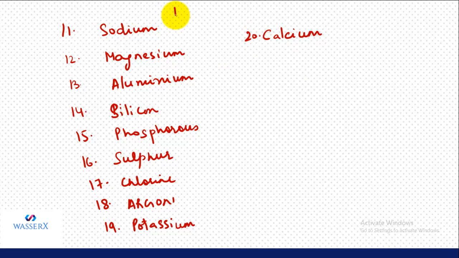Likewise, we can write the protons. We know that protons are equal to atomic number, and electrons for an atom is also equal to number of protons. So both are 11. Similarly, for magnesium, both the numbers are 12. For aluminium, both are 13.